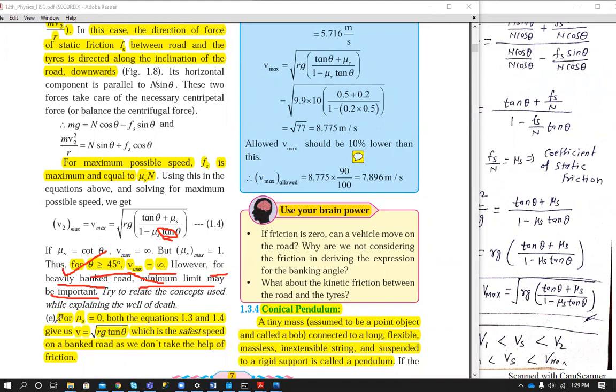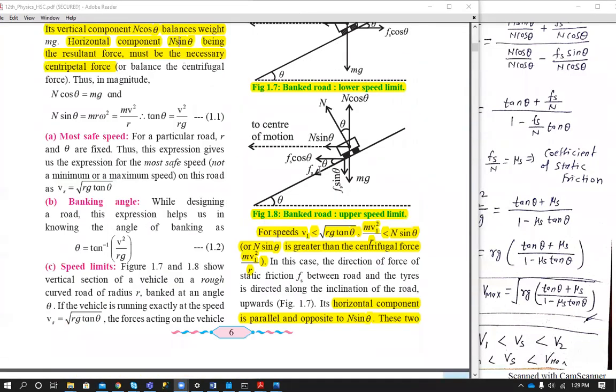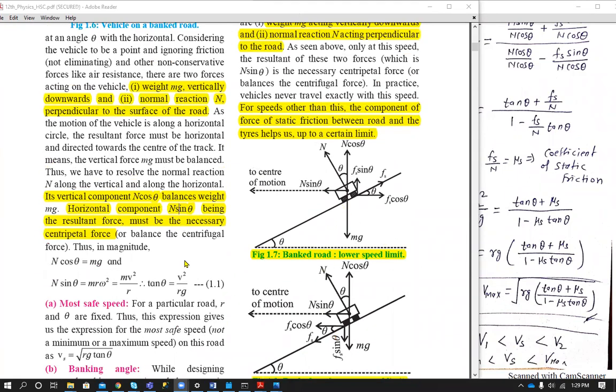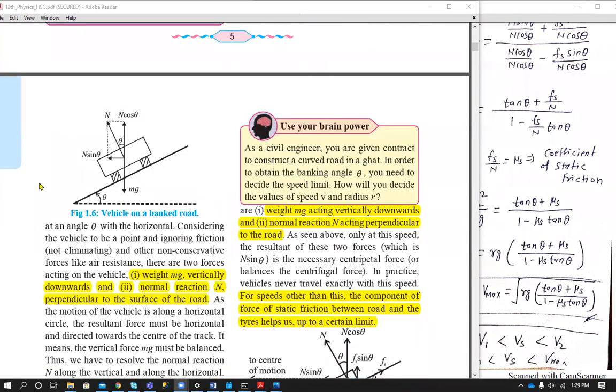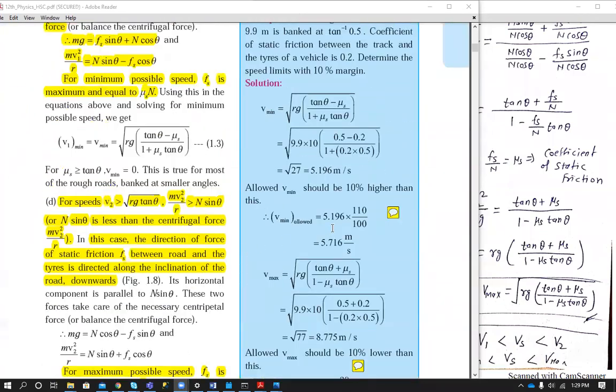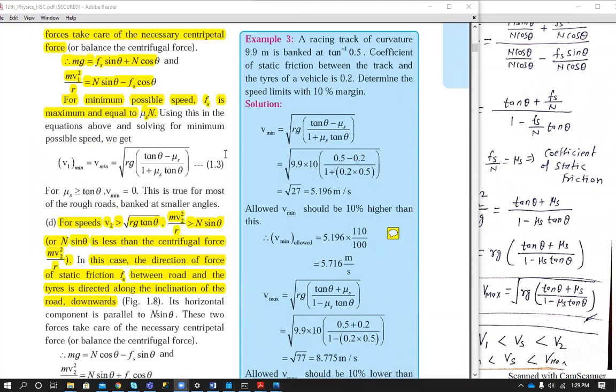And if mu s is equal to 0, then we will get the most safe speed, because the most safe speed derivation is done without considering the frictional force. For the lower speed limit and maximum speed limit, we have considered the frictional force, but for the most safe speed, we have not considered the frictional force. There is one solved problem in the book.